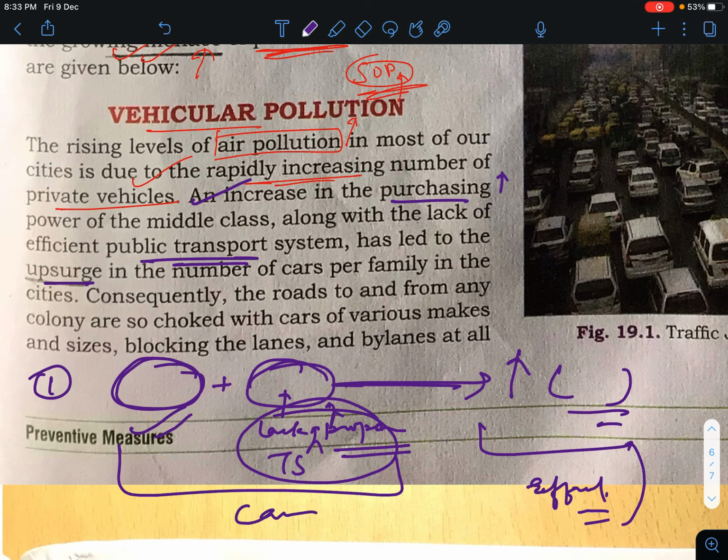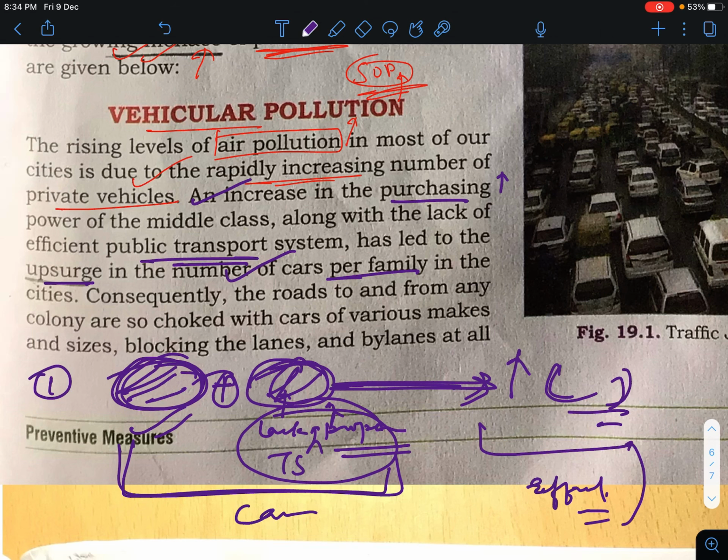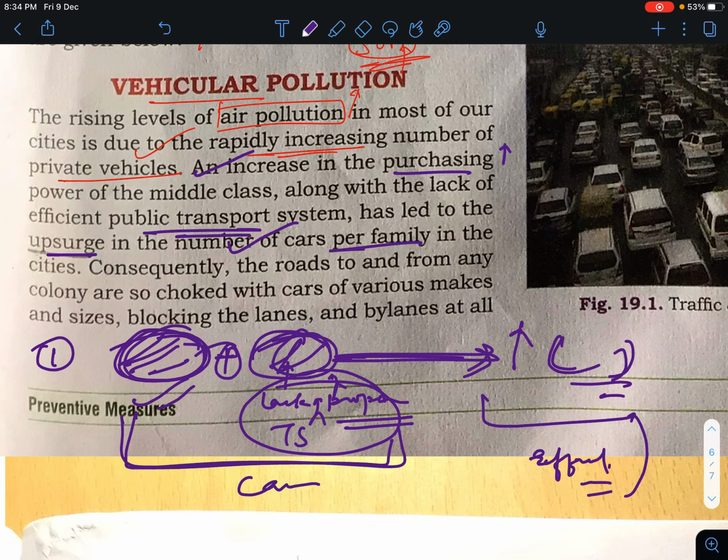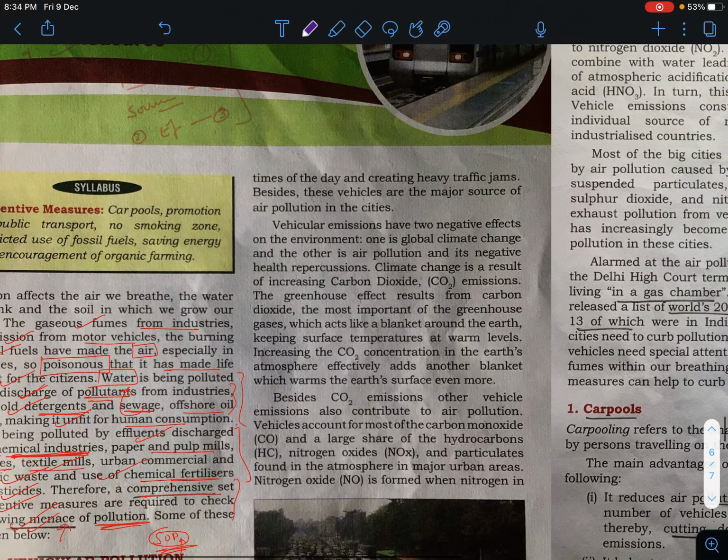So you should learn this relationship: the purchasing power of the person and the lack of a proper transport system, if these two happen simultaneously, then the number of cars per family is going to increase. Consequently, the roads to and from any colony are so choked with cars of various makes and sizes, blocking the lanes and bylanes at all times of the day and creating heavy traffic jams. Besides, these vehicles are the major source of air pollution in the cities.